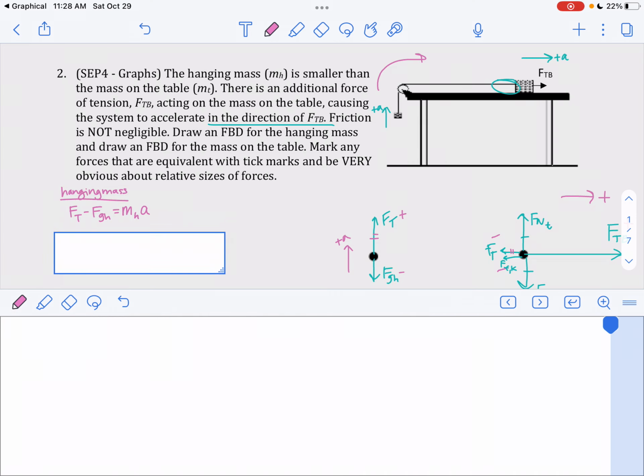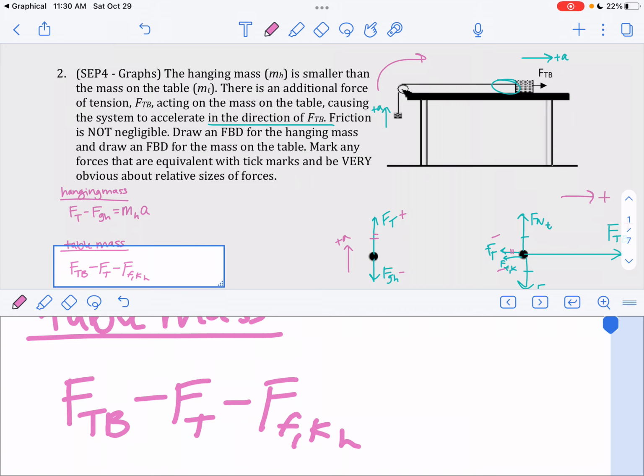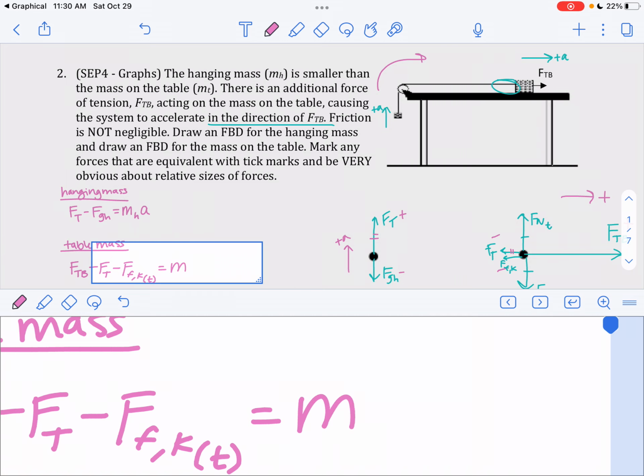Then for the block on the table, so the table mass, I'm going to have FTB, because that's what they tell me to call it. And then there's a negative FT, negative force of friction on the table mass. So I'm going to put a little T there to remind me. And then that's going to be equal to mass of the table times acceleration.